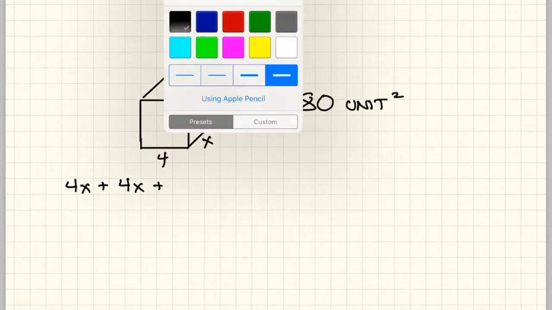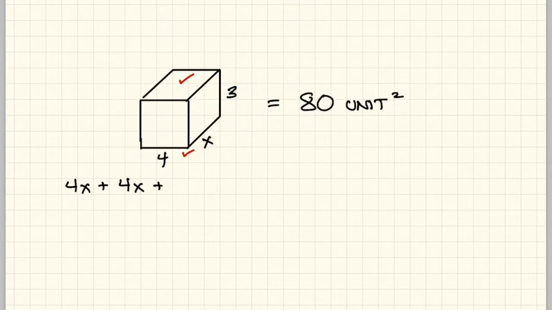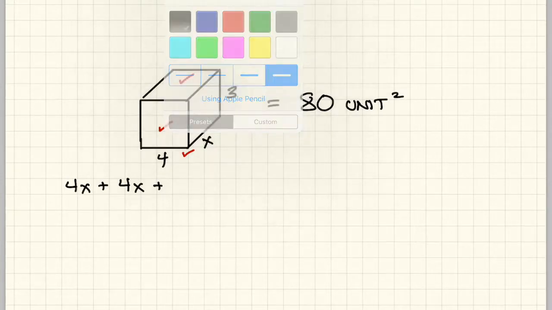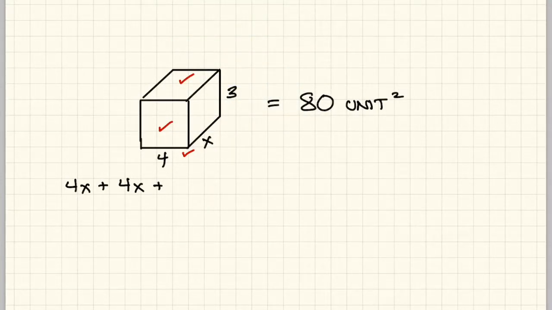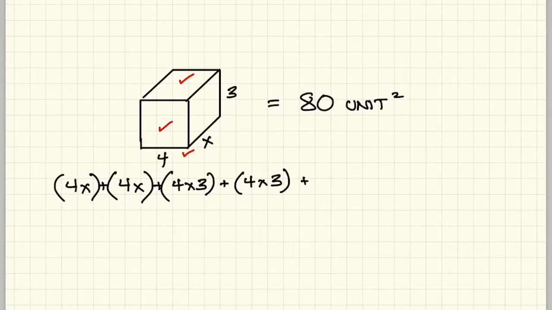So I've done the bottom, and I've done the top, check. This side here, I already know the number, I'm just going to put it in. Let me make this 4 times x plus 4 times x. That side there is 4 times 3. I know there's an opposing side that's also 4 times 3. Plus, now this side here is 3x, and the side over here is also 3 times x. And what does it all equal? 80.